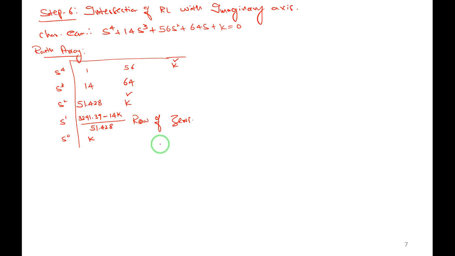Sir, the second term in the s square row should be 14k minus 64 by 14, sir. This one. Yes, sir. Why?